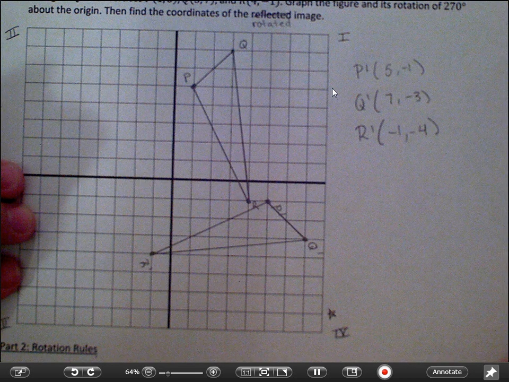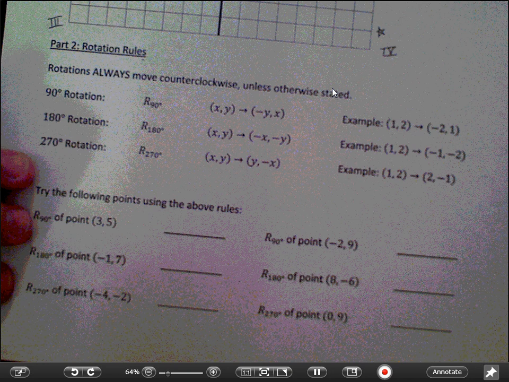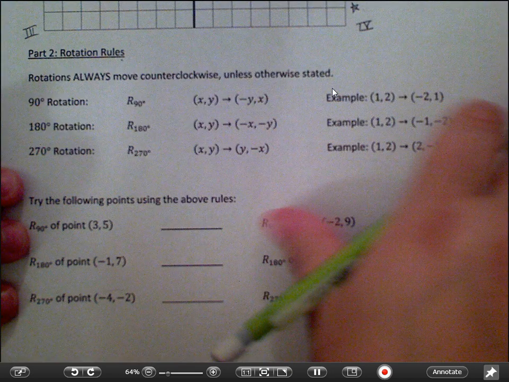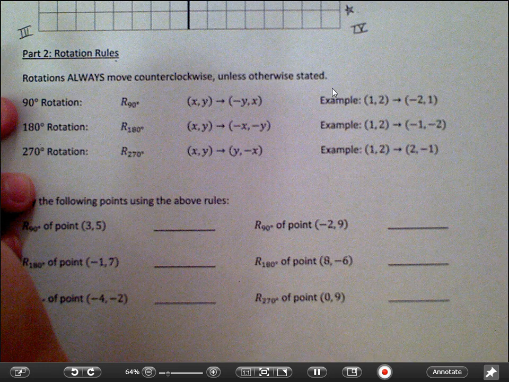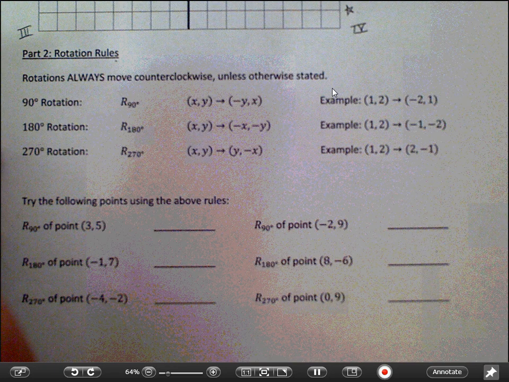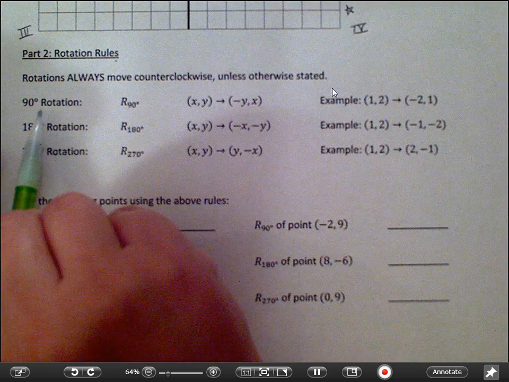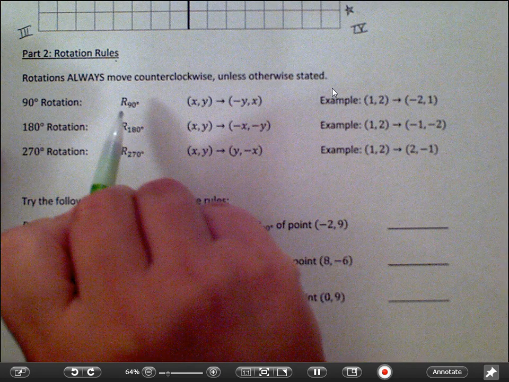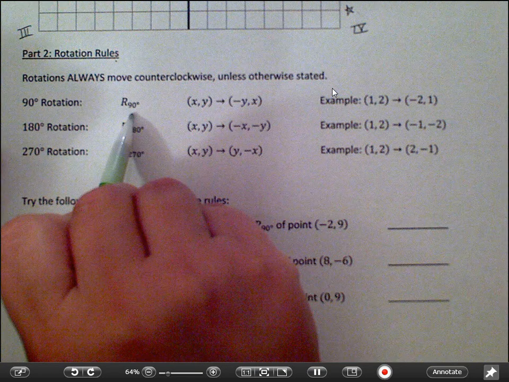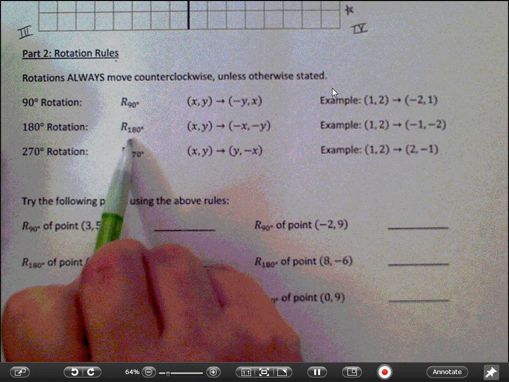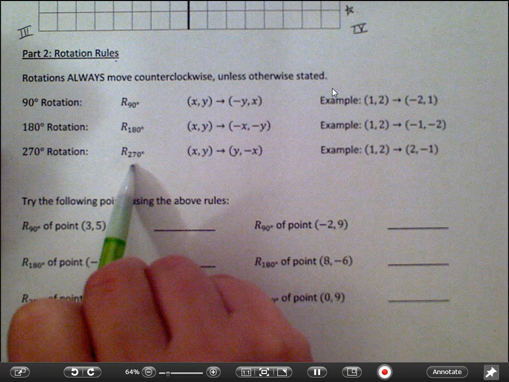Now there are actual rules that we can follow for our rotations. Personally, I like to actually rotate the paper. I think it's easier. I don't have to memorize any rules. But here are the rules. For a 90-degree rotation, we have a capital R and 90 degrees as a subscript. 180-degree rotation, there's the notation. And 270-degree rotation, there's the notation.